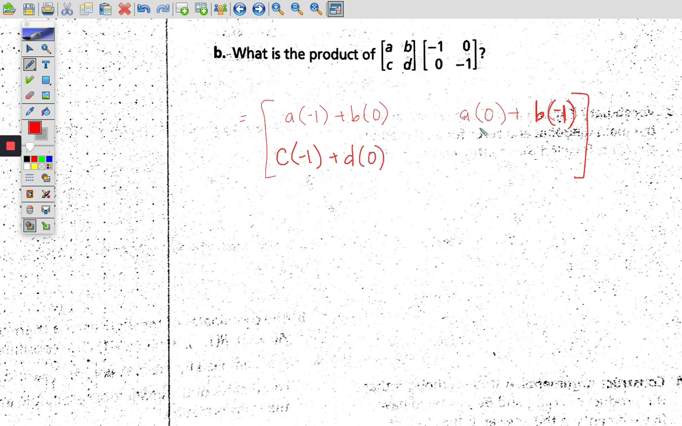We'll do the same for B. A times negative 1 plus B times 0. A times 0 plus B times negative 1. Now we move to the second row. Second row, first column, C times negative 1 plus D times 0. Second row, second column, C times 0 plus D times negative 1.